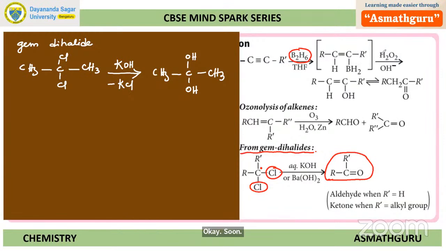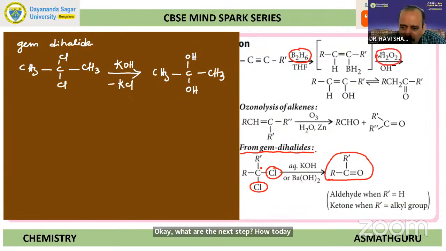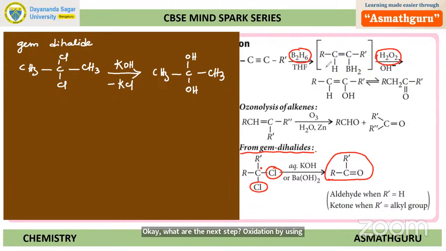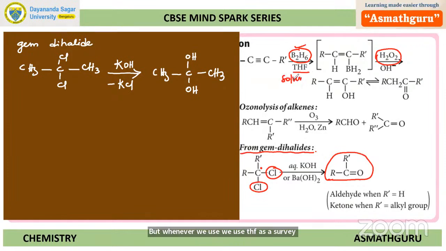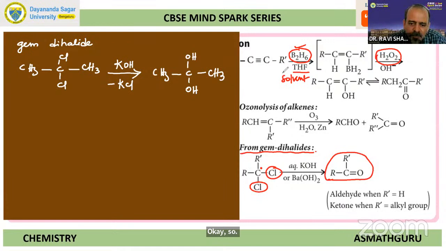What is the next step? Oxidation by using hydrogen peroxide. But whenever we use boron, we use THF as a solvent. Right. Thank you, sir. And now come to this one.